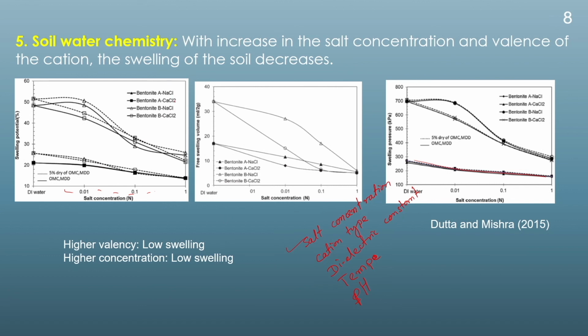Here we can see, and also if we compare for two different types of salt, the sodium has a higher value of swelling pressure, swelling potential and swelling volume in comparison to calcium for the same concentration. Therefore, the soil water chemistry controls the diffuse double layer thickness, and in turn it also controls the swelling behavior of the soil. So, this is one of the most significant factors which controls the swelling behavior of the soil.